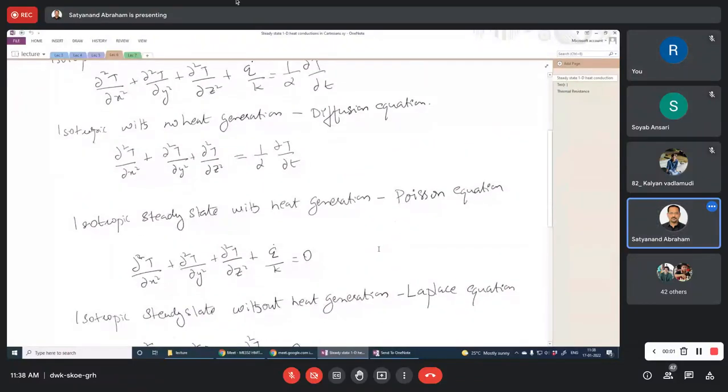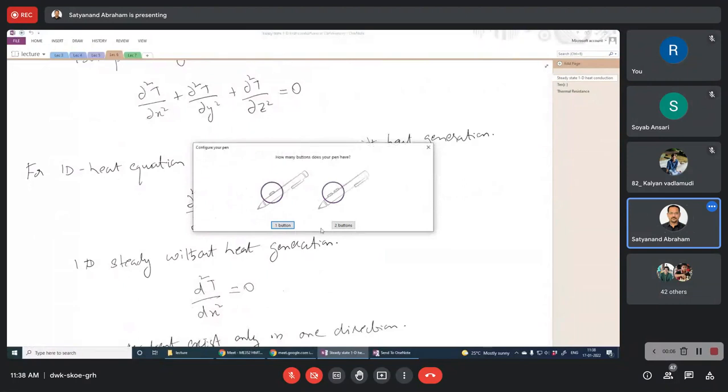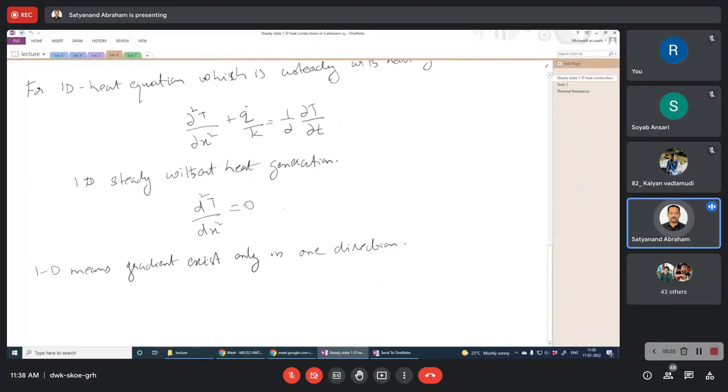We are actually thinking of a 1D condition, which is unsteady with heat generation. Initially we were looking at one that was steady without heat generation, so our equation reduces to the simplest possible form: d square T by dx square is equal to 0.